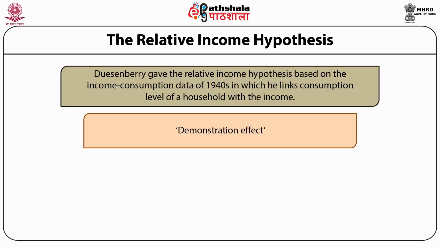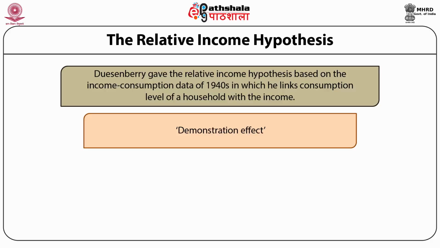If a household with a lower income lives in a colony of households with higher incomes, whose consumption expenditure is high, then the household would spend a higher proportion of its income on consumption by imitating its neighbors. This type of consumer behavior is also known as keeping up with the Joneses.